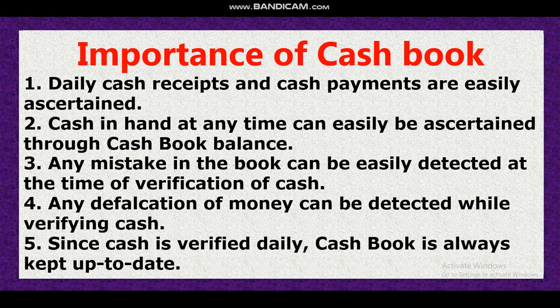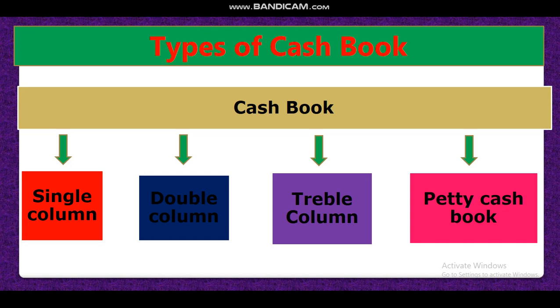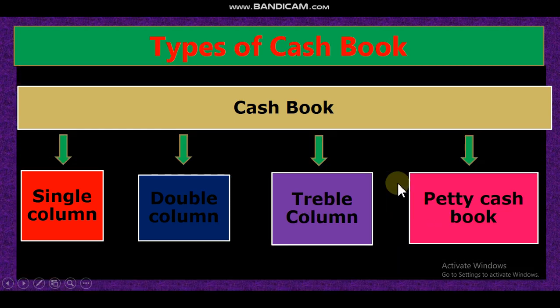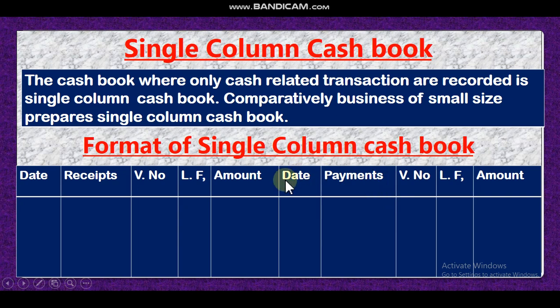With a book, we can get help by saving our money and saving our time, and cash is the most important element for an organization. Dear student, types of cash book. There are four types of cash book: single column cash book, double column cash book, triple column cash book, and petty cash book.